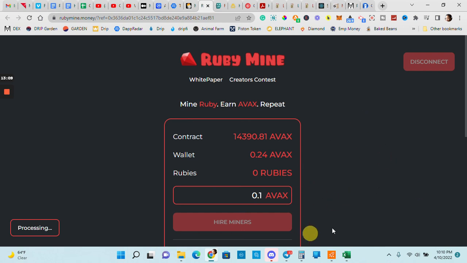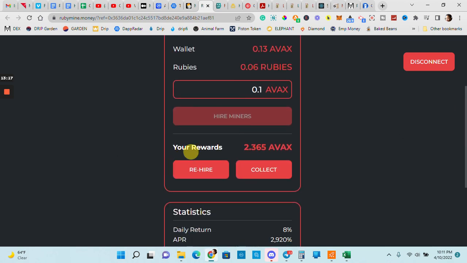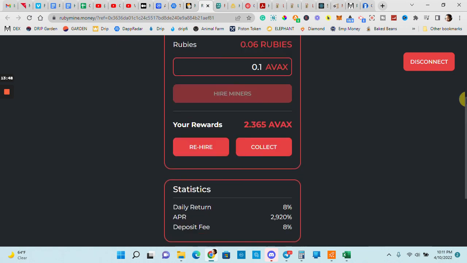All right, so that is working. Oh, that was fast. All right, so I've got a little bit of rubies in here, and that's how you deposit. And then every day, I would need to come in here and rehire, which just means recompound for 6 days. So each day I need to log in here, hit rehire, hit rehire, hit rehire, you know what I'm saying? 6 times, 6 days. Give it like a 24-hour period in between so you can let it build up, let the miners work, and then on the 7th day you just need to withdraw, take your money, and then just repeat the process.